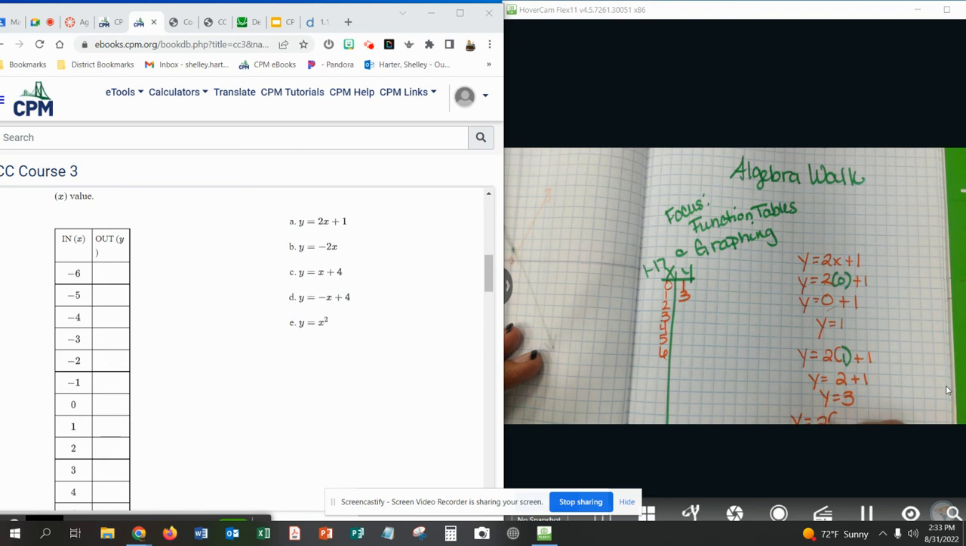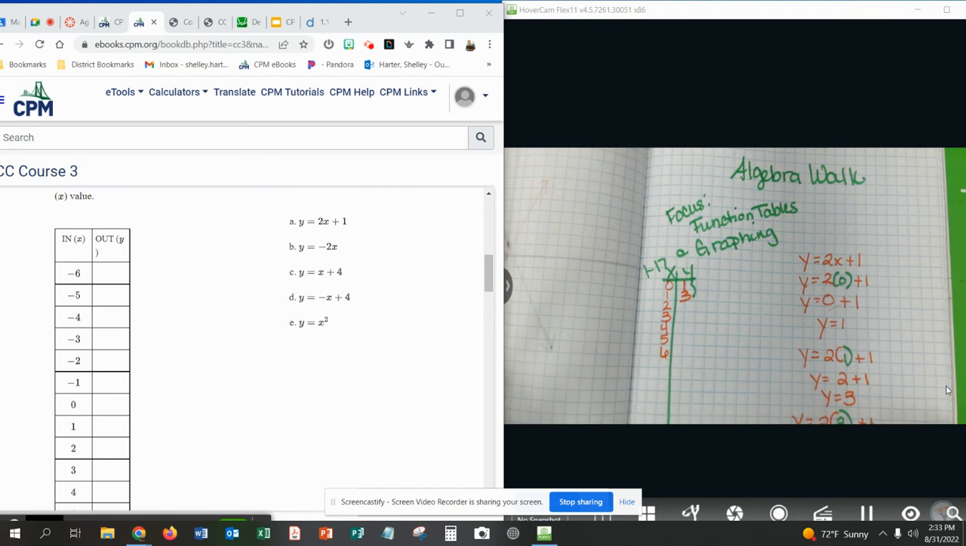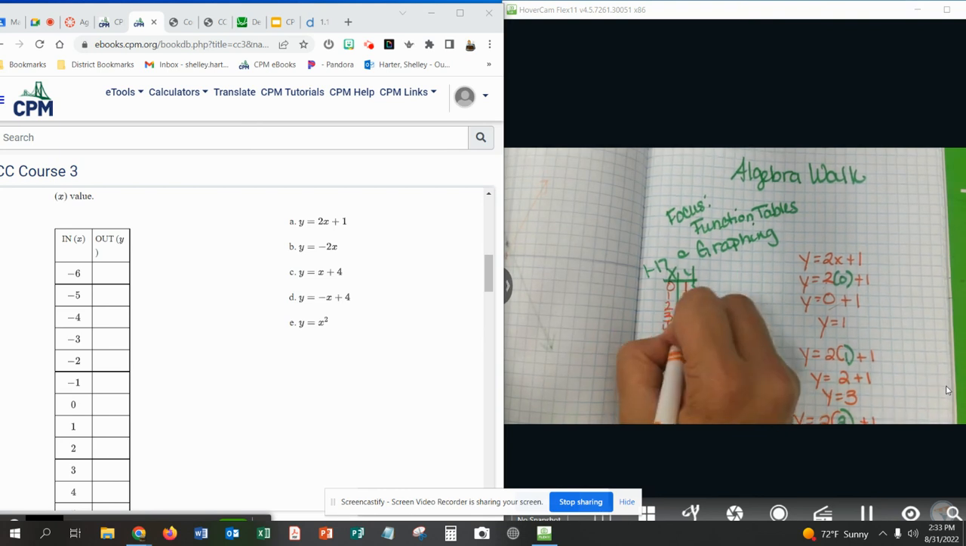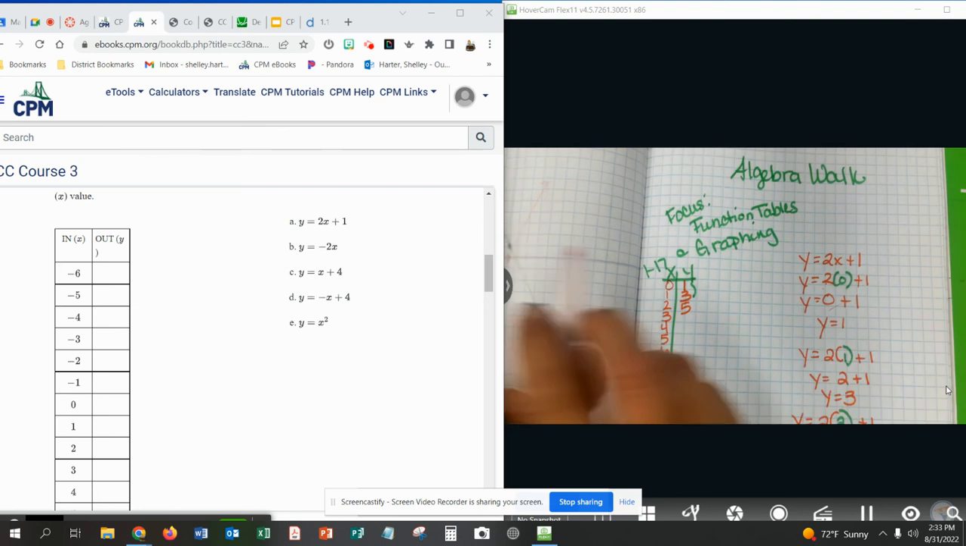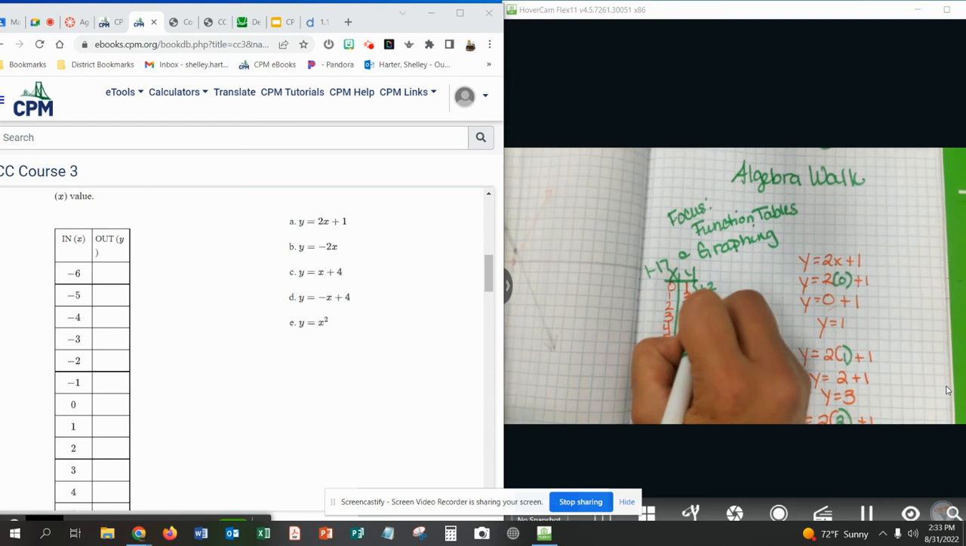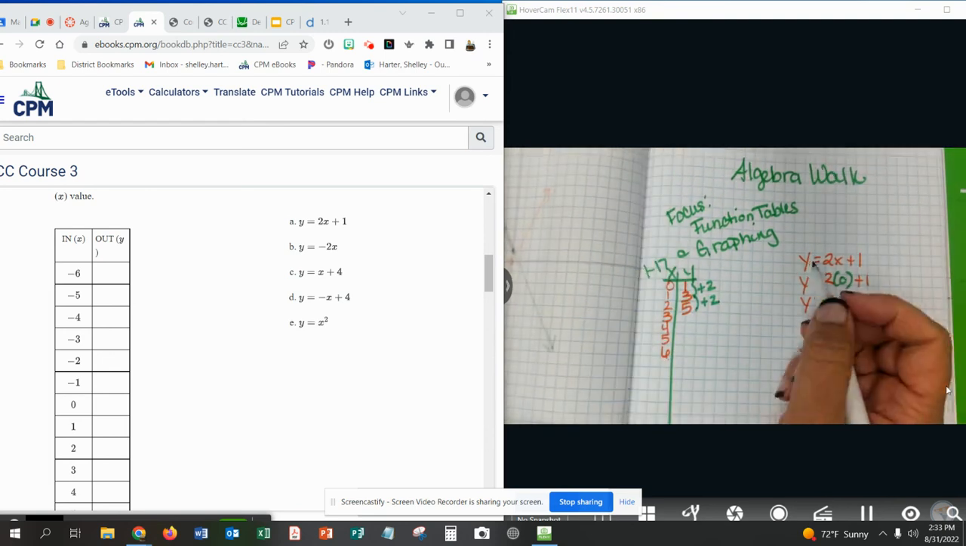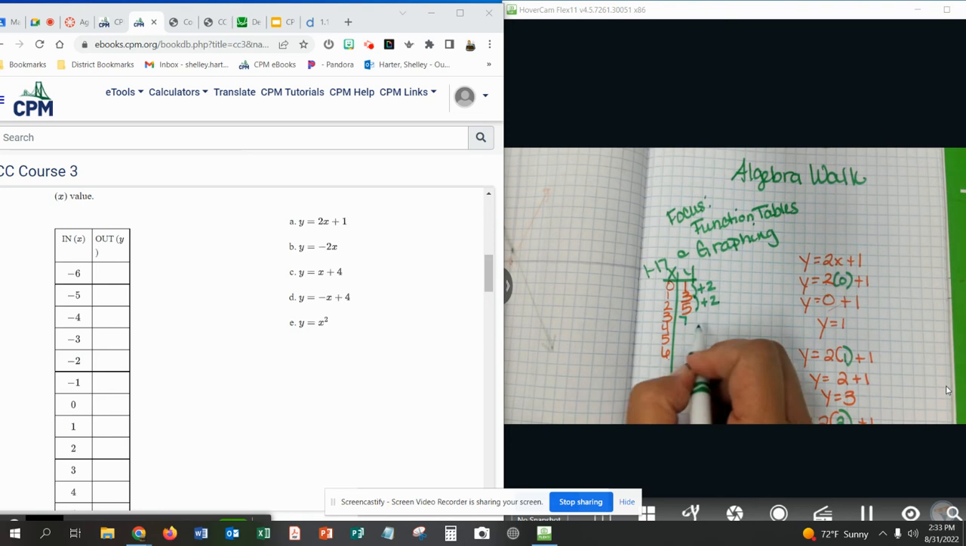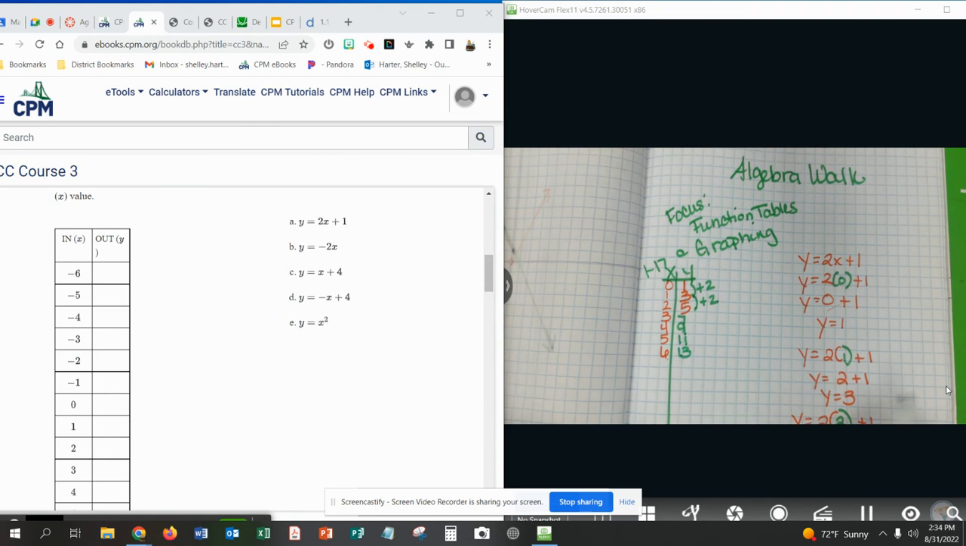Y equals 2 times 2 plus 1. Y equals 4 plus 1 equals? 5. What's the pattern? They're all odds. They're going up by what? Yes. 2. So this is plus 2. This is plus 2. Who knows what comes after this? 7. And then? Okay. Great.